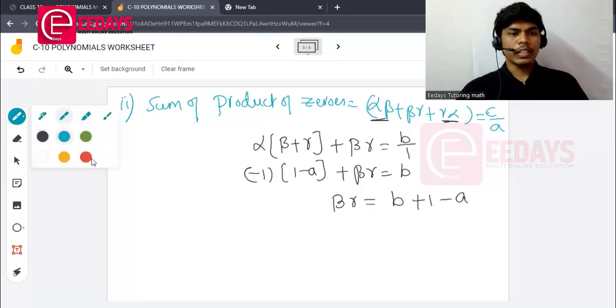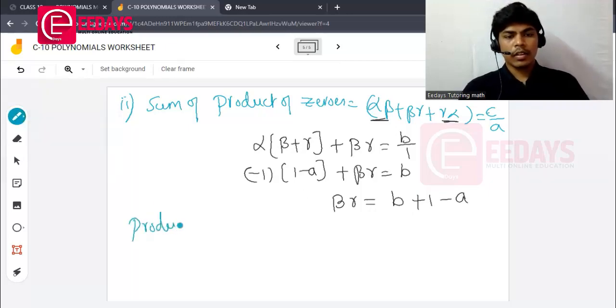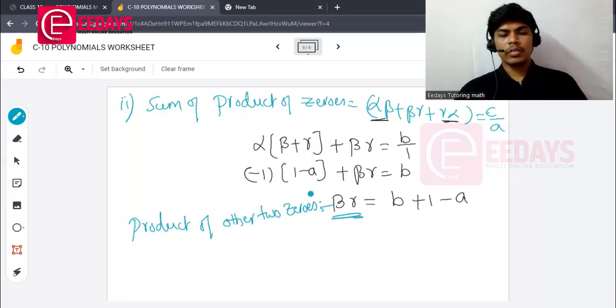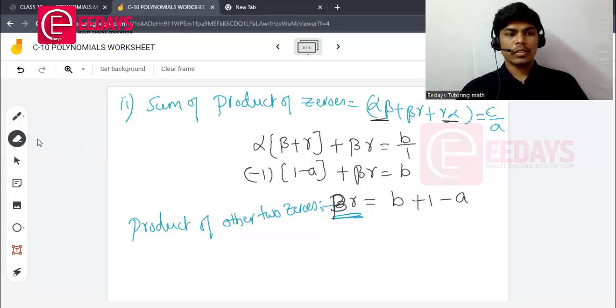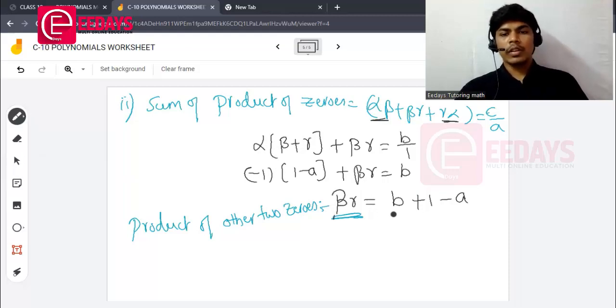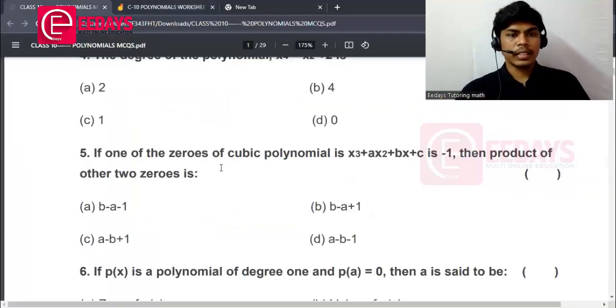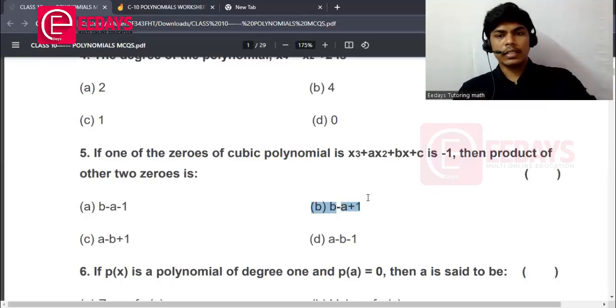They asked to find the product of the other two zeros, that is beta gamma. Let's erase this part. So the other two zeros' product, beta gamma, is equal to b plus 1 minus a. Where is that? B plus 1 minus a. Option B is the correct answer.